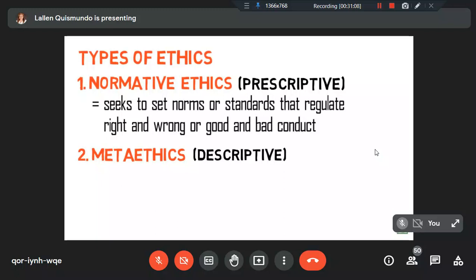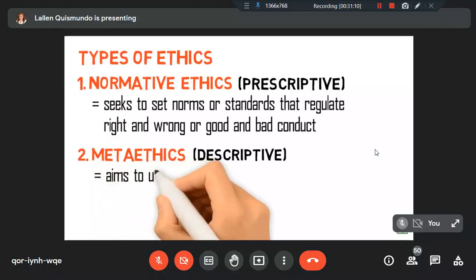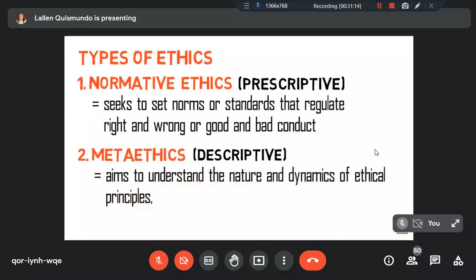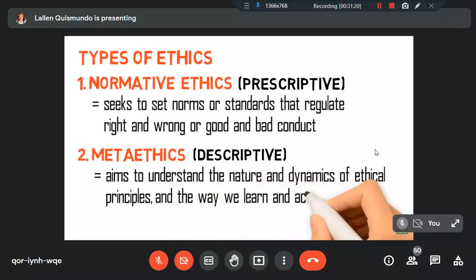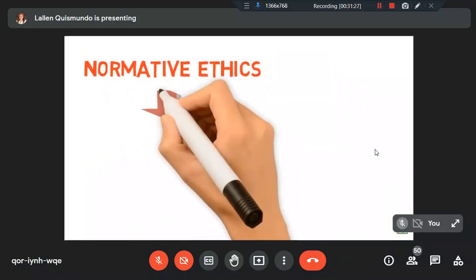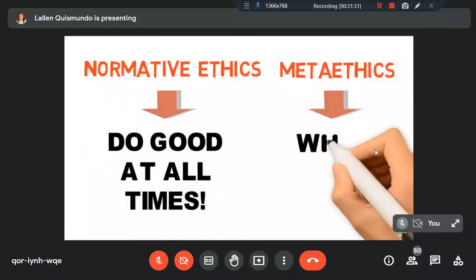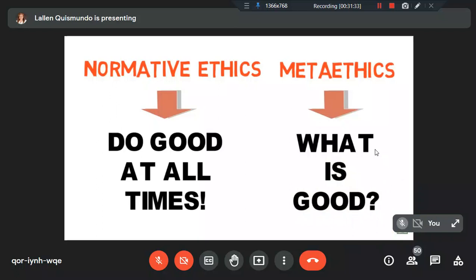Put simply, metaethics is a type of ethical inquiry that aims to understand the nature and dynamics of ethical principles. It asks questions about the nature and origin of moral facts, as well as the way in which we learn and acquire moral beliefs. Thus, for example, if normative ethics urges us to do good at all times, metaethics asks the question, what is good?